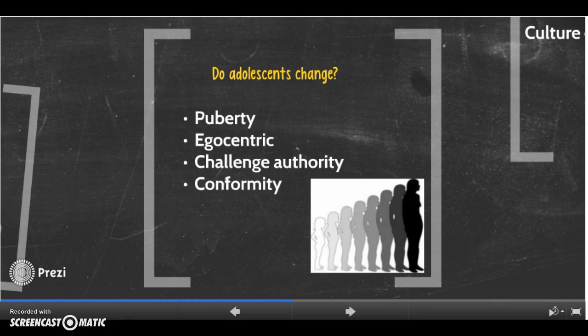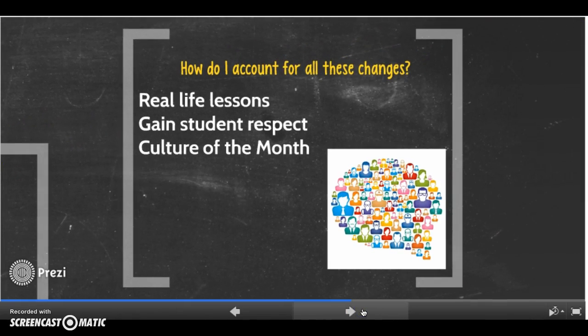There are times when they're sad, there are times when they can turn angry. It's always changing. You have to be aware of that, and you have to make sure that you have the respect of your students. And that's what I talk about over here. How do I account for all of these changes?